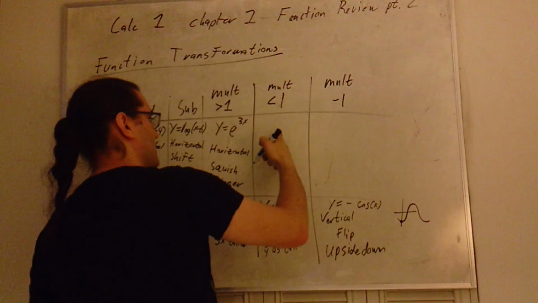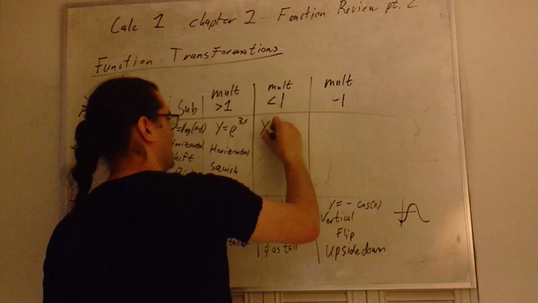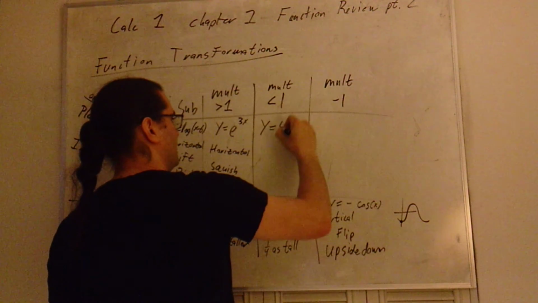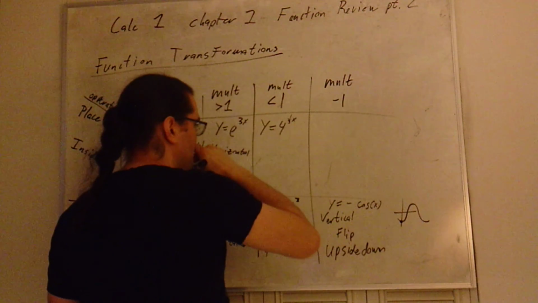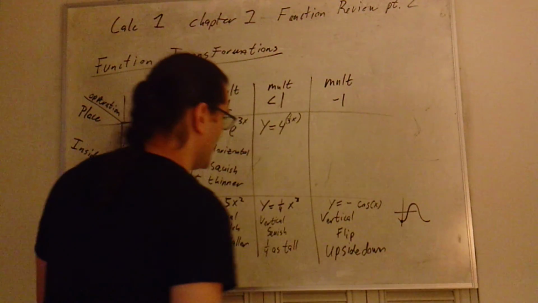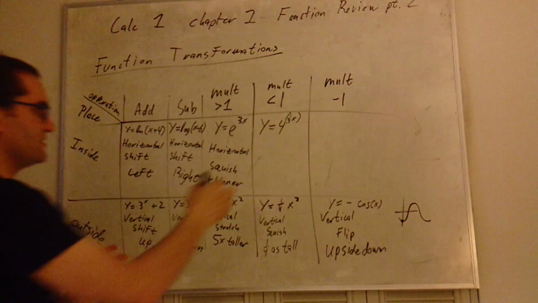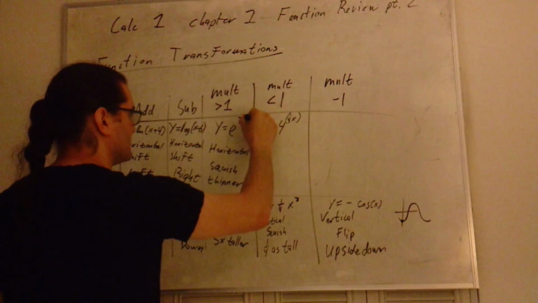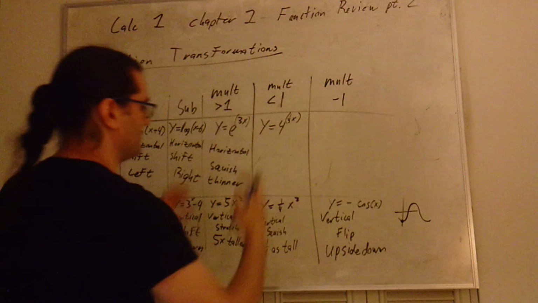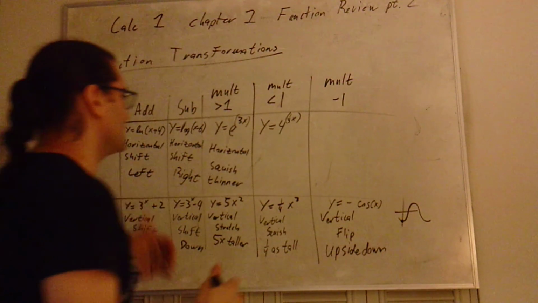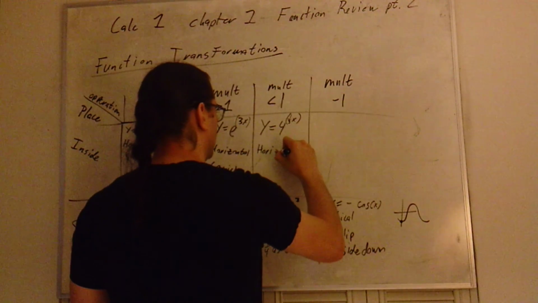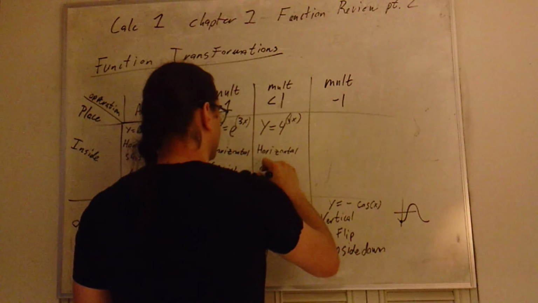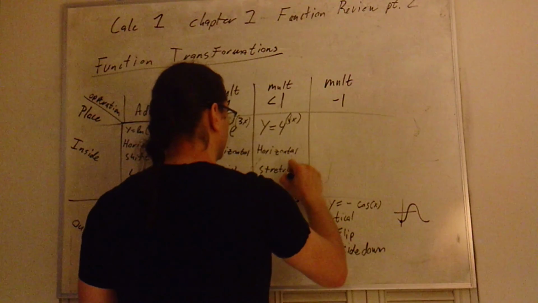And multiplying by a number less than 1, if we do something like y equals 4 to the 1/3 x, 1/3 x as the exponent. So again, this is happening inside. This is also happening inside the exponent. This is going to create a horizontal stretch. Wider.